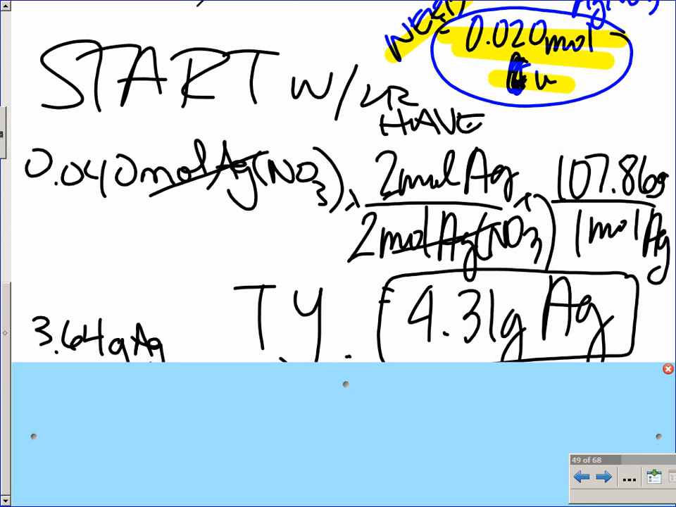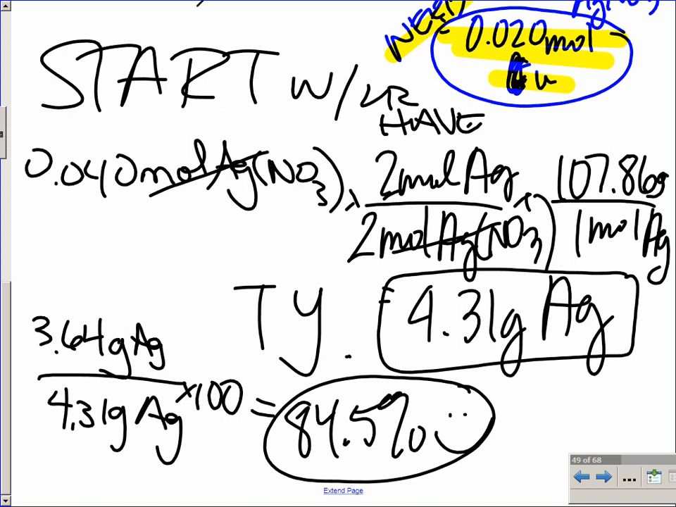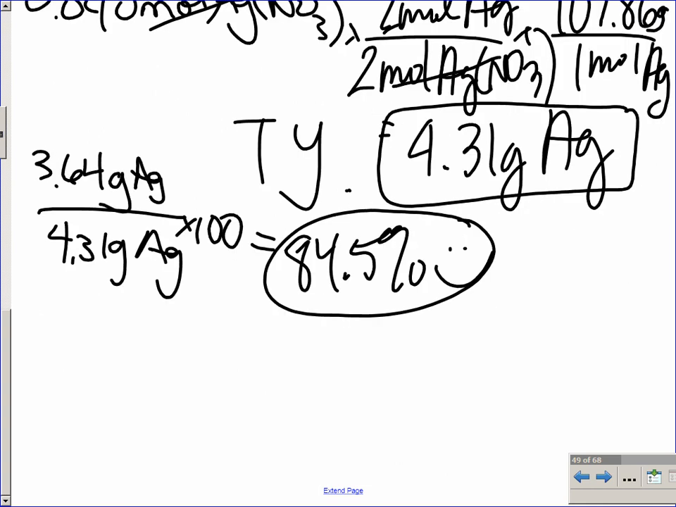Actual yield over theoretical yield, which I just got as theoretical yield in part B. It didn't tell you it was theoretical yield, but that's where your background knowledge says, oh, that's basically the process of if I were in La La Land, how much would I make? And I actually only made 3.64, divided by my theoretical yield, so actual yield over theoretical yield. They have to be in the same units, if not, it doesn't work. Times 100, about 85%, 84.5% yield.